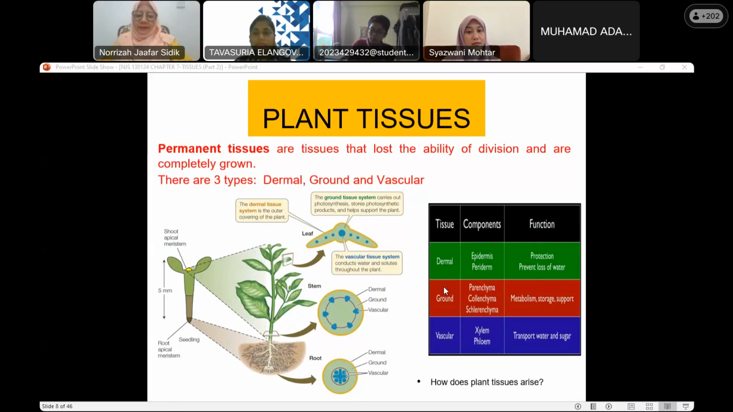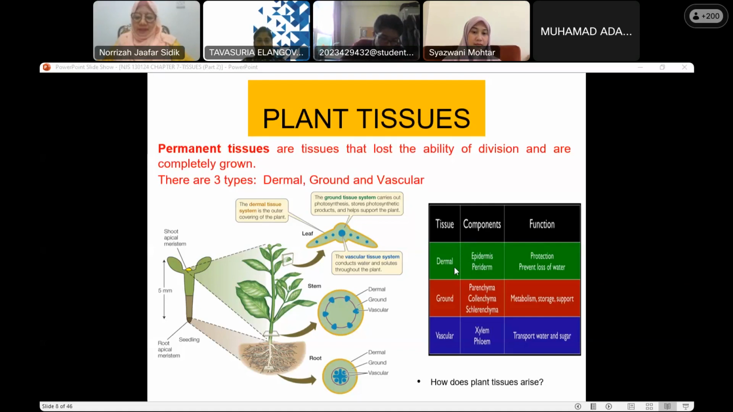So we look at these three types of tissues, starting with the dermal system. If you look at the leaf here, it is the outer part of the leaf. Whereas the ground tissue carries out photosynthesis, stores photosynthetic product and supports the plant. And the vascular tissue conducts water and solutes throughout the plant. So these are the functions I've mentioned just now.